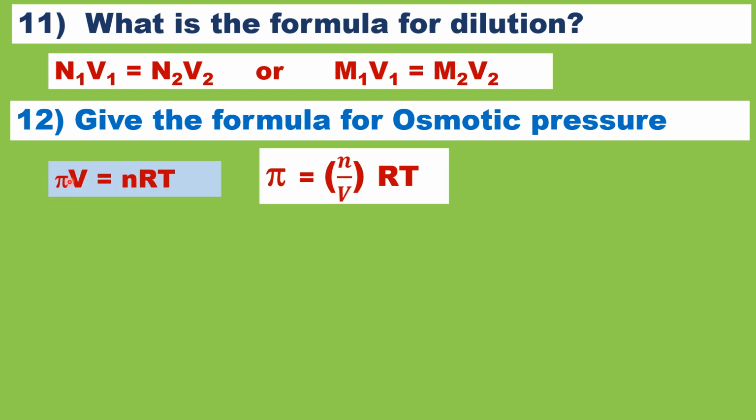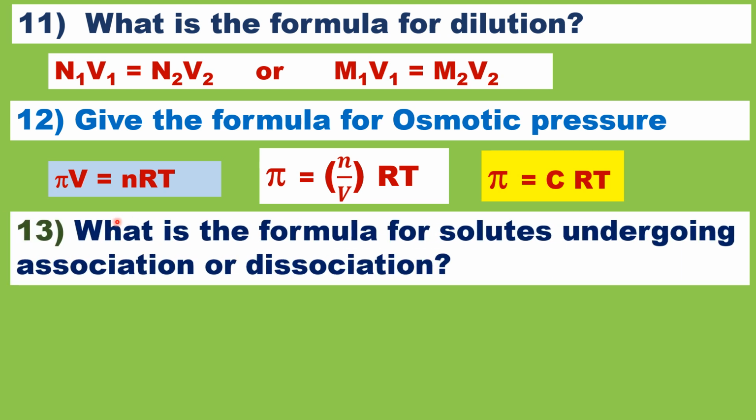Let us bring n by V here. So pi equals n by V RT, where n by V is nothing but the concentration of the solute. n by V is the number of moles of the solute divided by the volume of the solution, into RT. So this is the formula used to calculate the osmotic pressure of the solution.